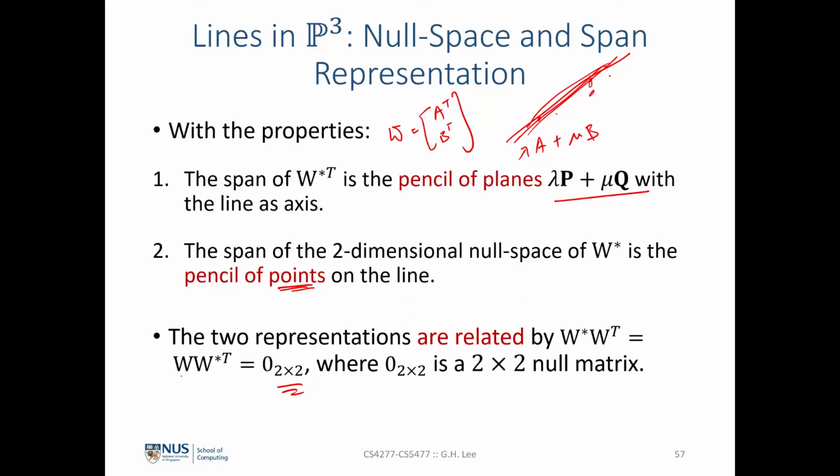So this actually gives rise to A transpose P equals B transpose P equals 0, since A and B should lie on the plane, as well as A transpose Q equals B transpose Q equals 0 as well.